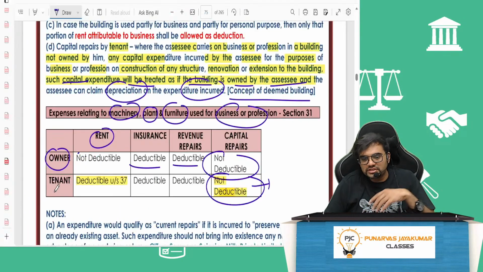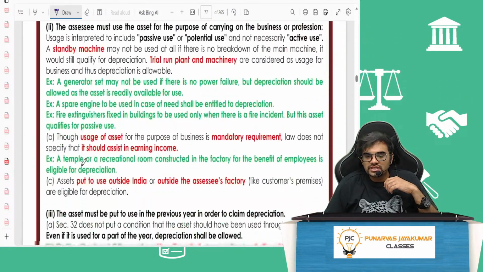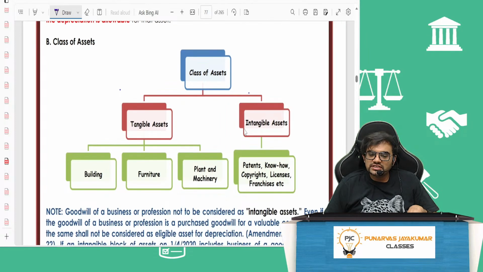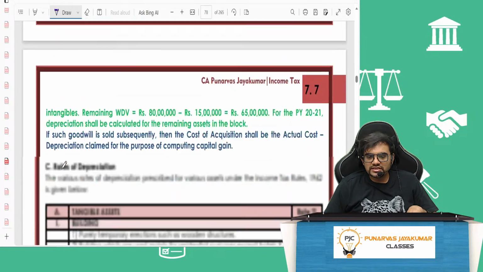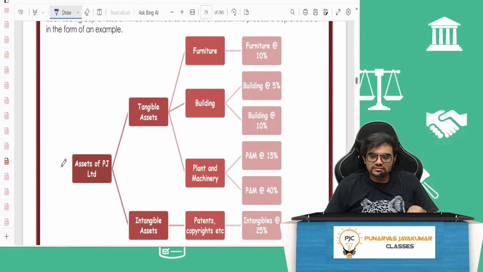So coming back to depreciation, as far as blocks are concerned, this will be the block, class of assets. Tangible assets and intangible assets. Under tangible assets you have building, furniture, plant and machinery. Under intangible assets we have patents, know-how, copyright, license, franchises. All this is in the intangible area. And basically this is how it will be. Tangible asset, furniture will be 10%. You have to remember the rates.